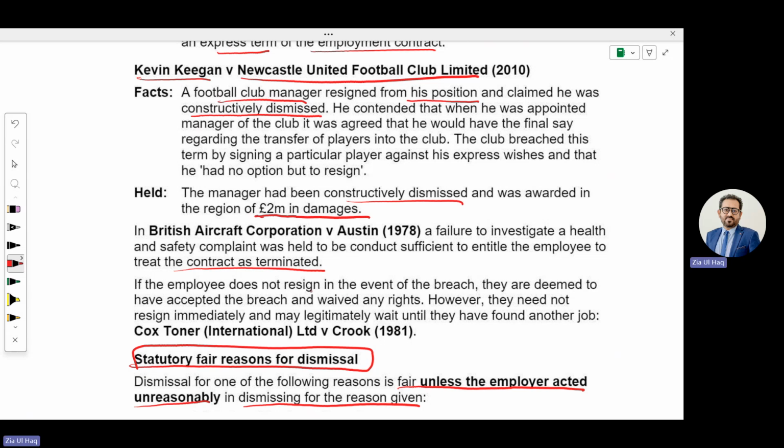If the employee does not resign in the event of the breach, they are deemed to have accepted the breach and waived any rights. However, they need not resign immediately and may legitimately wait until they have found another job.